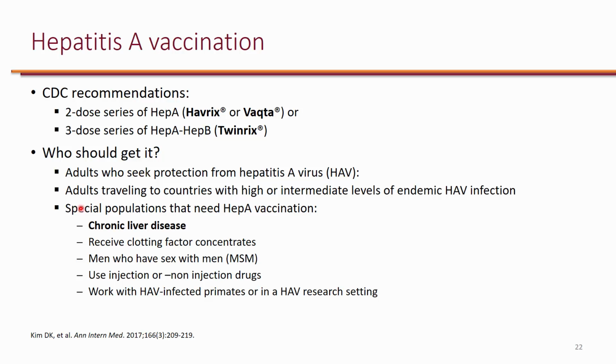And some special populations that the CDC recommends this for include, again, chronic liver disease. So if someone has cirrhosis, they should definitely get immunization against hepatitis A as well. Also, patients who receive clotting factor concentrates, as well as men having sex with men, or MSM for short. Also patients who use illicit drugs, as well as those who work with Hep A infected primates, or if they work in a research setting for Hep A.